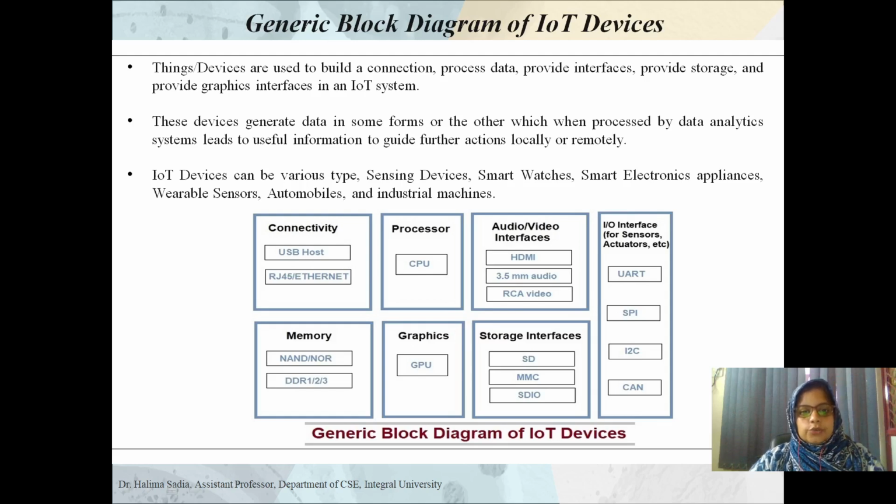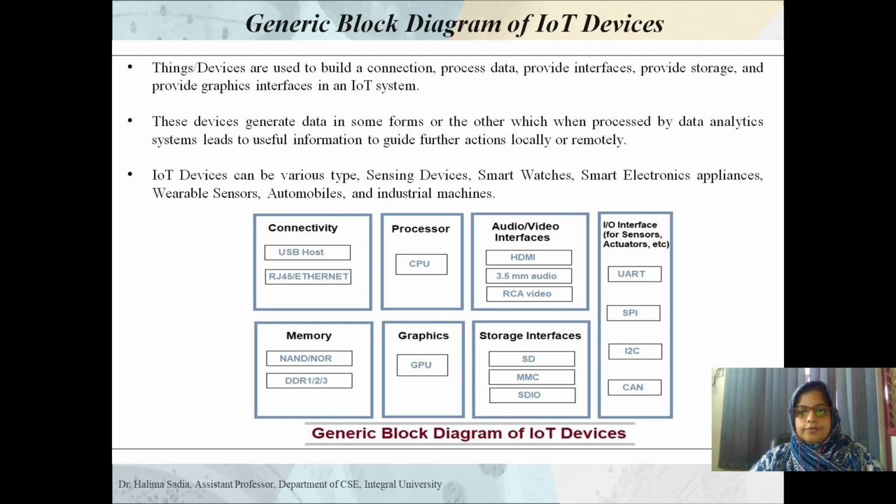The processor unit, as we all know, is a CPU. It can comprise a CPU and other units which are used to process the data. This data is further used to improve the decision quality of an IoT system. The graphics unit, the graphics processing unit GPU, is a specialized processor originally designed to accelerate the graphics rendering system. Now, the memory unit is also there to provide storage.